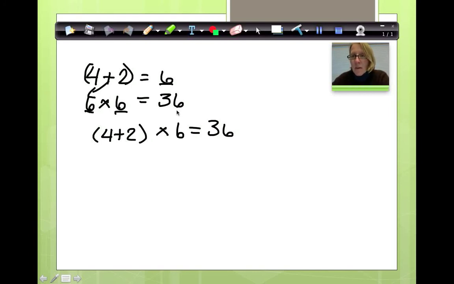Do you have to rewrite your equation? Yep, you do. Even if you can do this in your head, I have to see this, and this is how you show me your work. Okay, now we have 4 plus 2 times 6 equals 36. And we know that this is 6. 4 plus 2 is 6 times 6 equals 36. So it definitely checks. Okay, let's try another one.